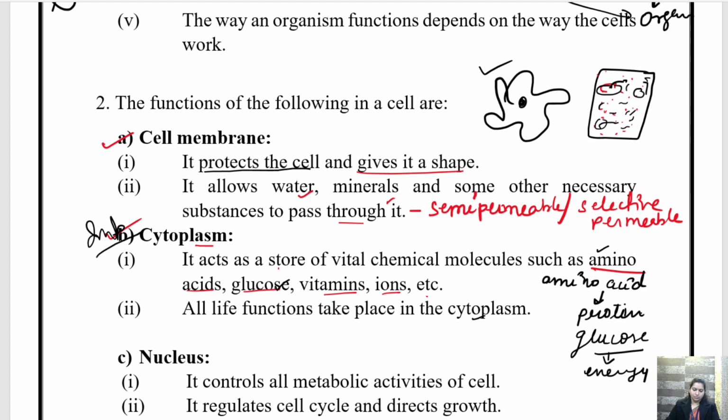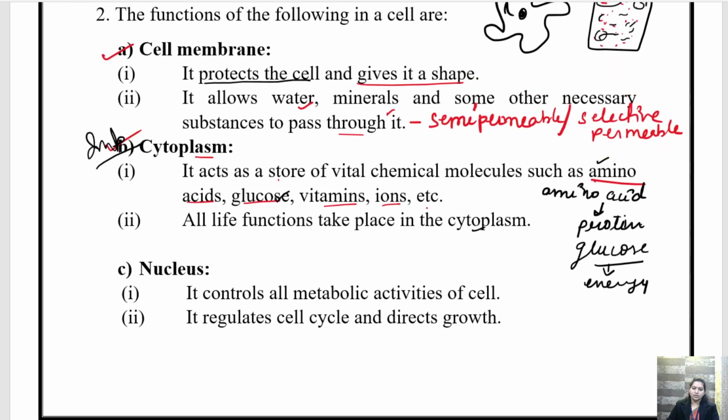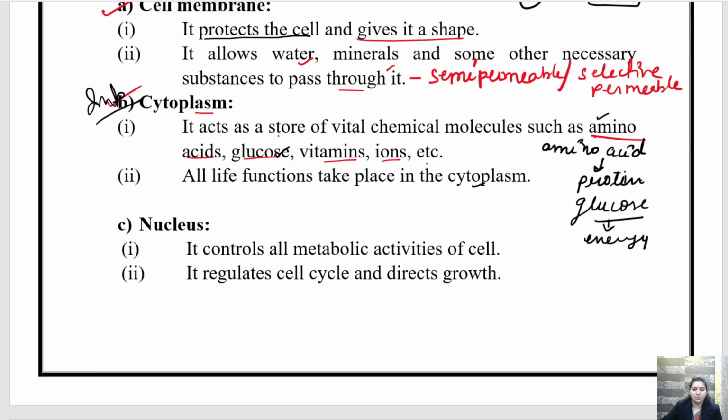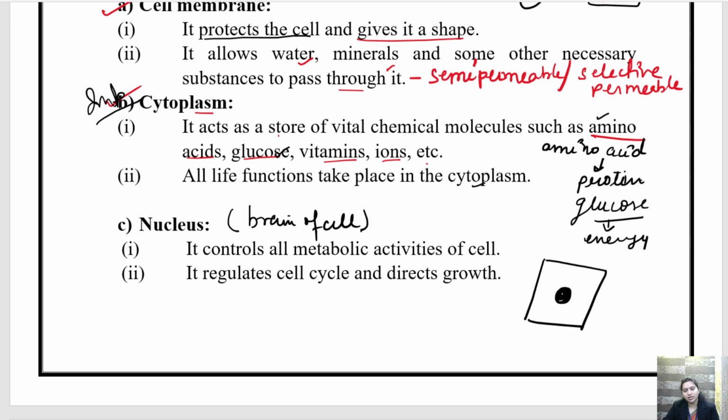Now moving to next, we have nucleus. So where is the nucleus present? Nucleus is present in the major part of the cell, or it may be in the center of the cell. Okay, and nucleus is also called the brain of the cell. Why is it called the brain of the cell? Because all the functions inside the cell are governed from the nucleus. Okay, let's see what is written. It controls all metabolic activities of the cell.